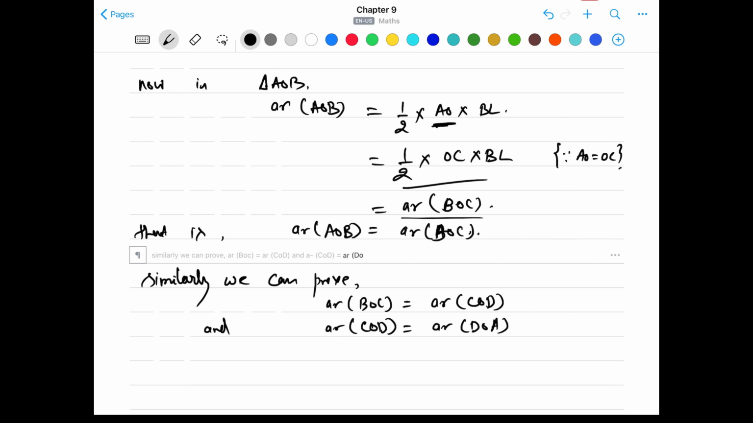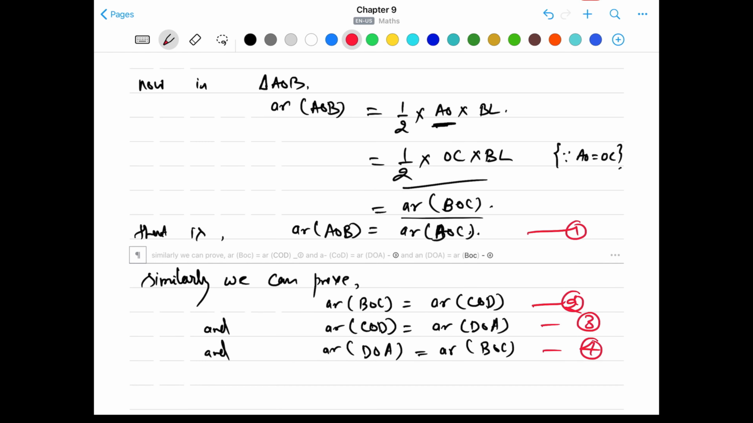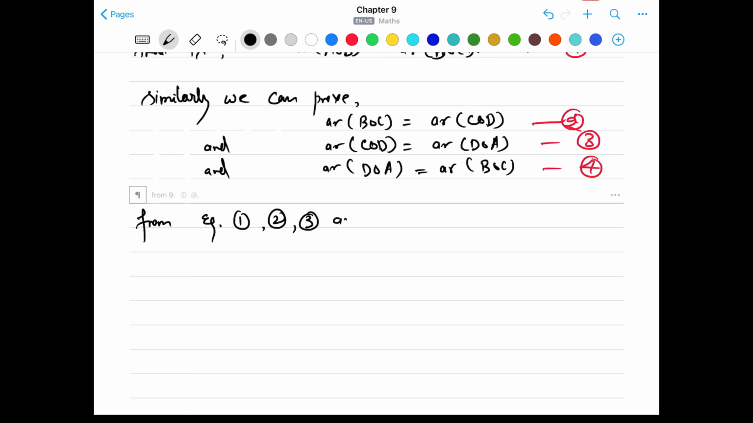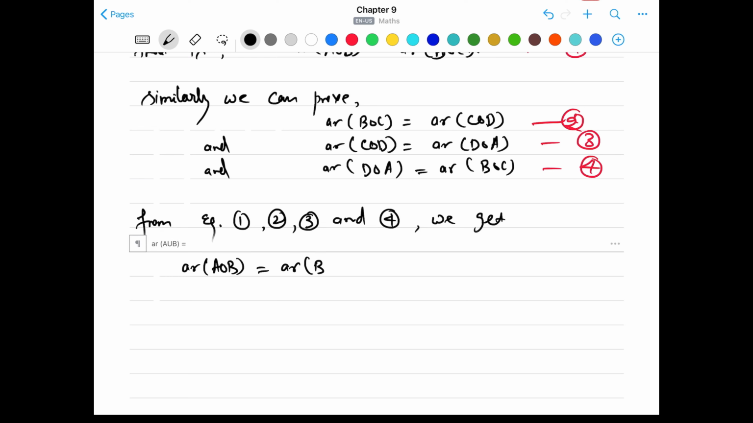Let's name these as equation 1, equation 2, equation 3, and equation 4. From equations 1, 2, 3, and 4 we get that the area of triangle AOB is equal to the area of triangle BOC, equal to the area of triangle COD, equal to the area of triangle DOA, and that's what we are asked to prove here.